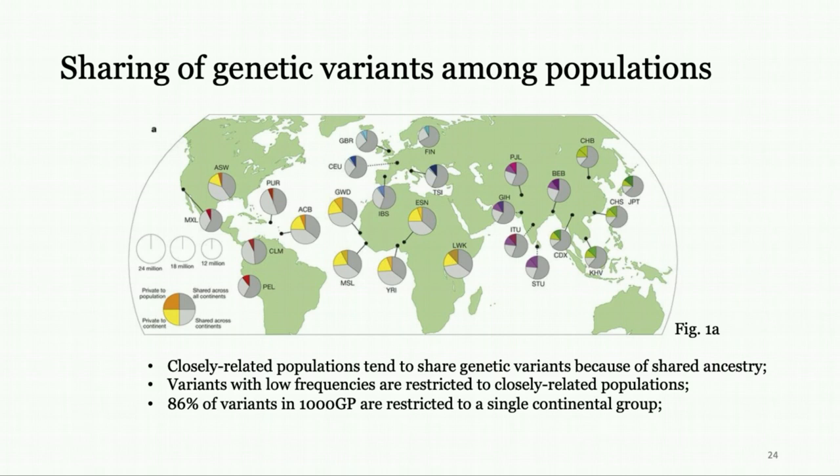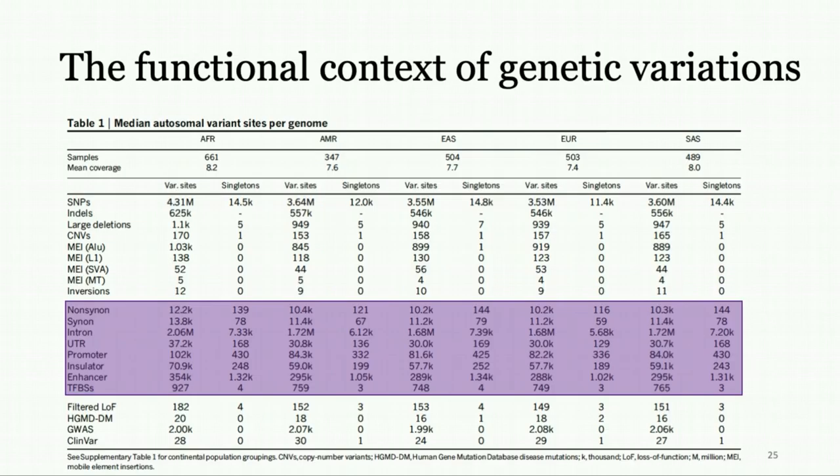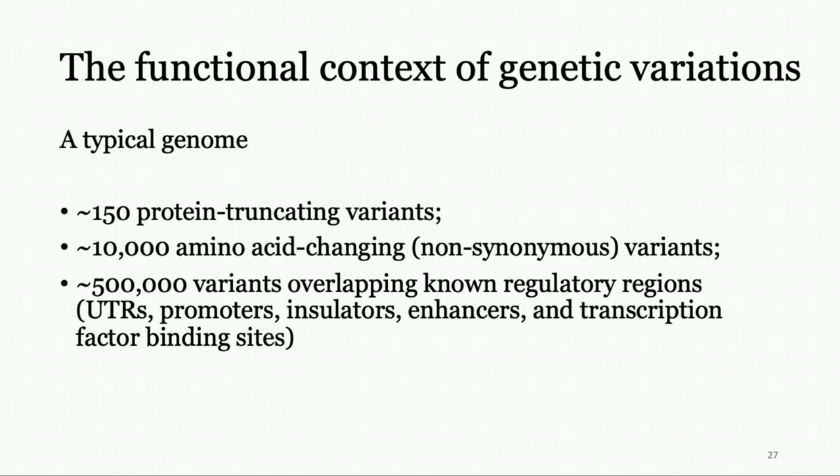Frameshift mutations are more likely to happen by indel. So you have one insertion, and you shift the whole reading frame. Protein truncating mutations are mutations that either create a stop codon, so you truncate the product, or create a frameshift or some large structural variant that messes up the whole protein coding sequence, and you either have no product or a shorter protein product. A typical genome has about 150 protein truncating variants, 10,000 non-synonymous variants, but many more regulatory variants.